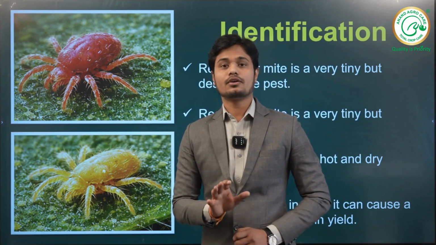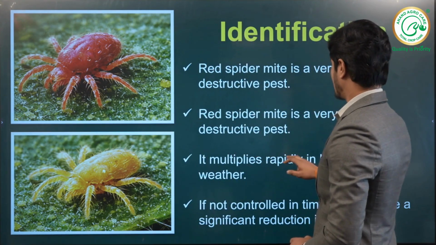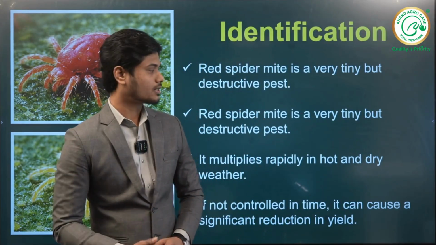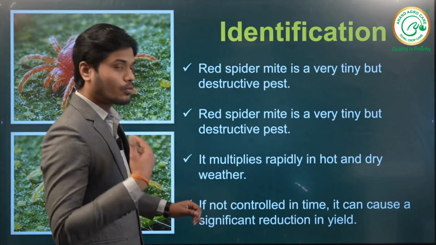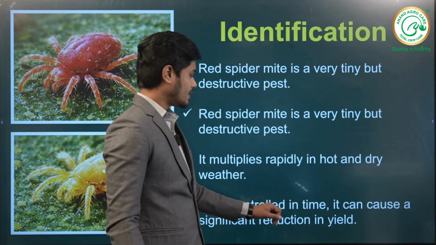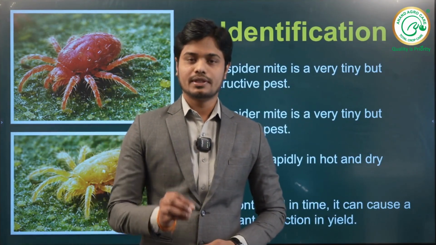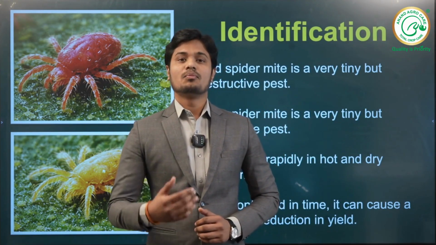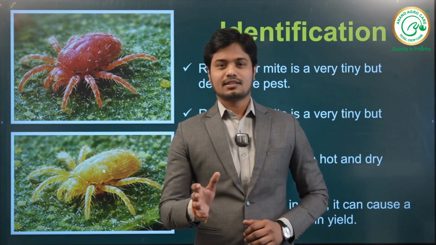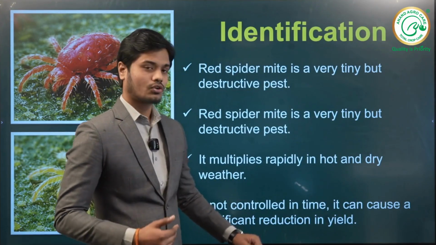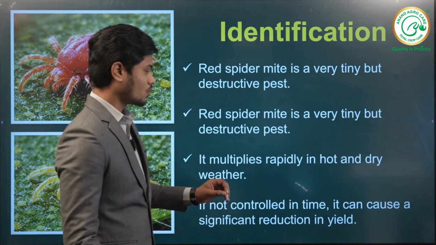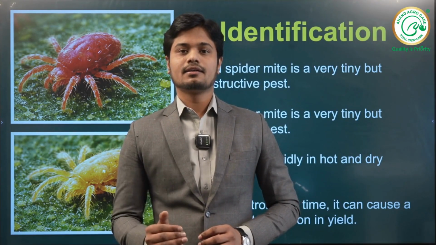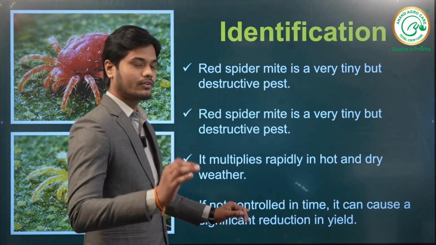These red mites multiply rapidly in hot and dry conditions, which allows their population to increase more rapidly. If these red mites are not controlled in time, they can severely damage your crops, more than other thrips, and cause a reduction in crop yield. So it is very necessary to identify them and to control them within the given timeline.